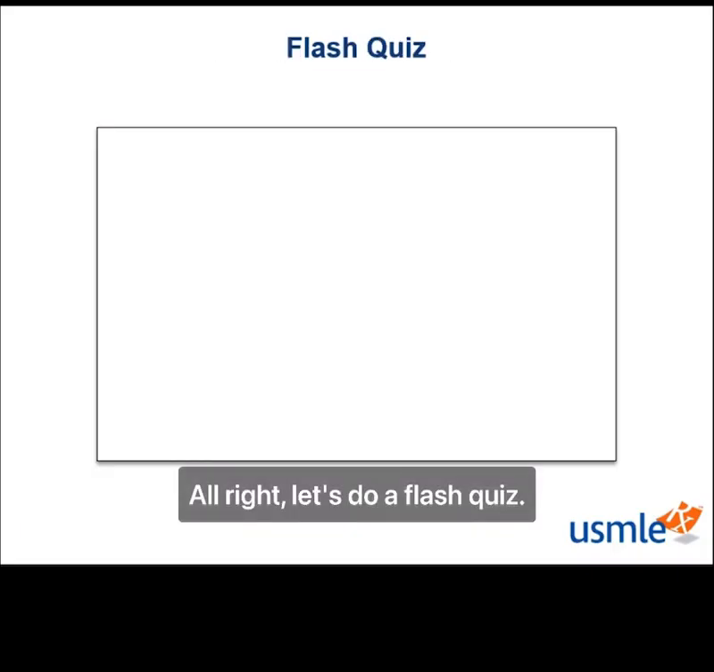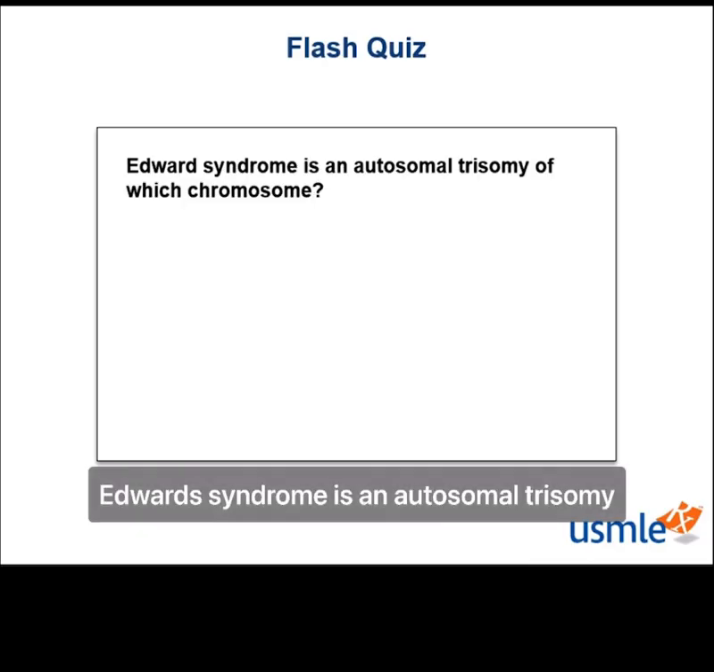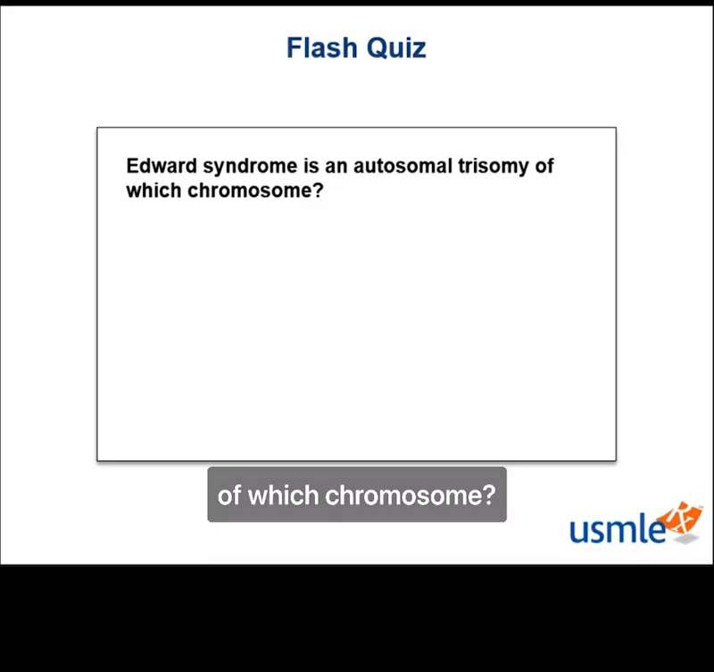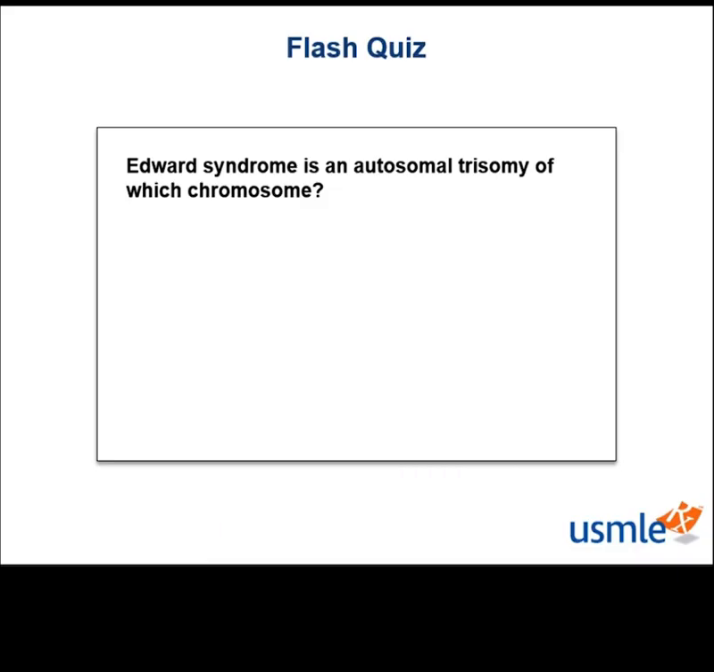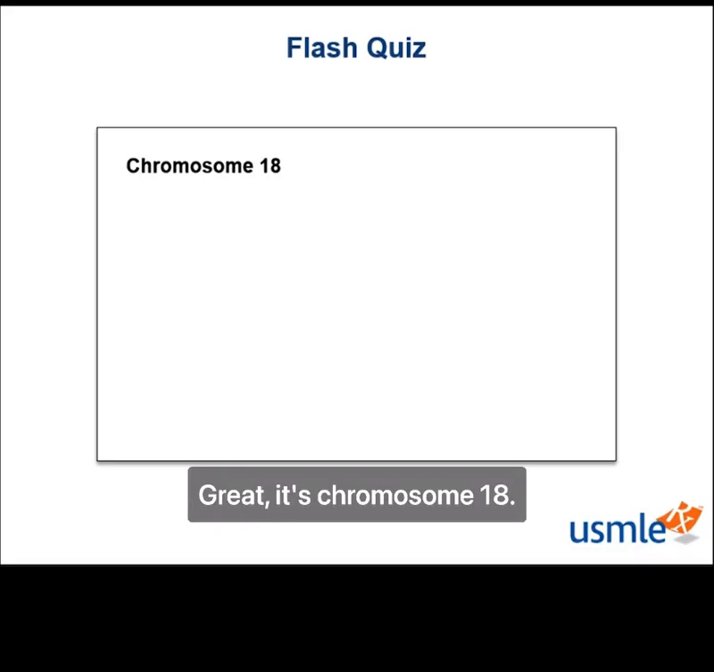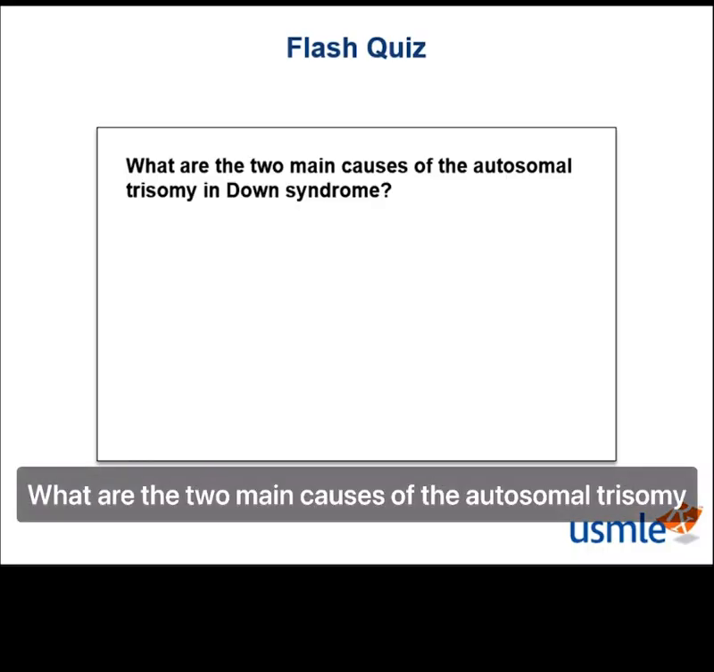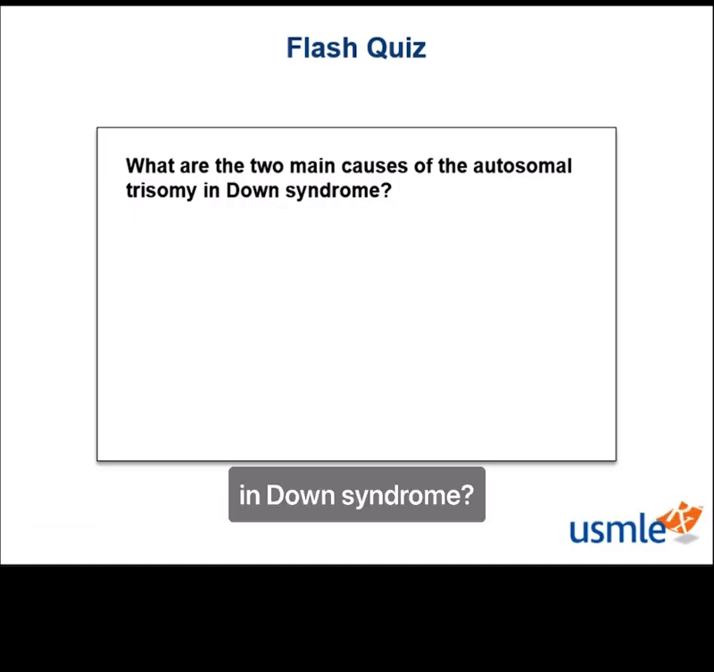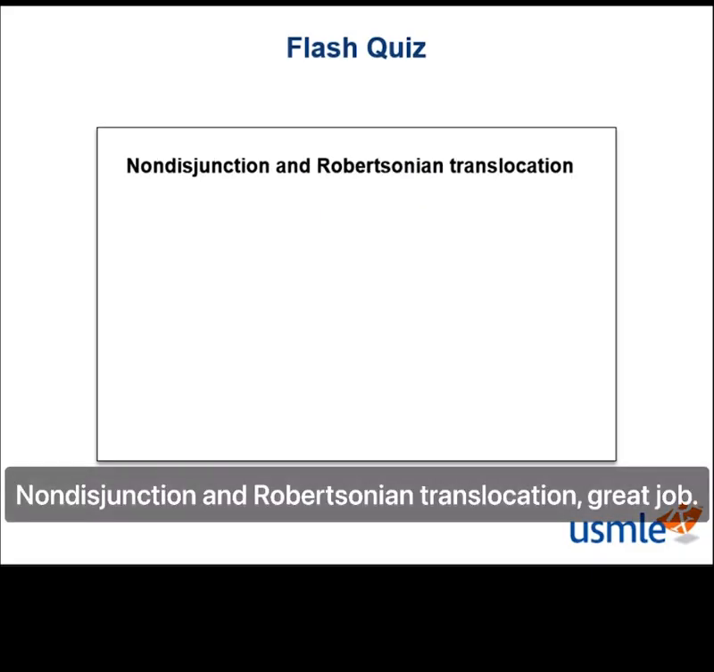Alright, let's do a flash quiz. Edward syndrome is an autosomal trisomy of which chromosome? Great, it's chromosome 18. Let's try another one. What are the two main causes of the autosomal trisomy in Down syndrome? Non-disjunction and Robertsonian translocation. Great job.